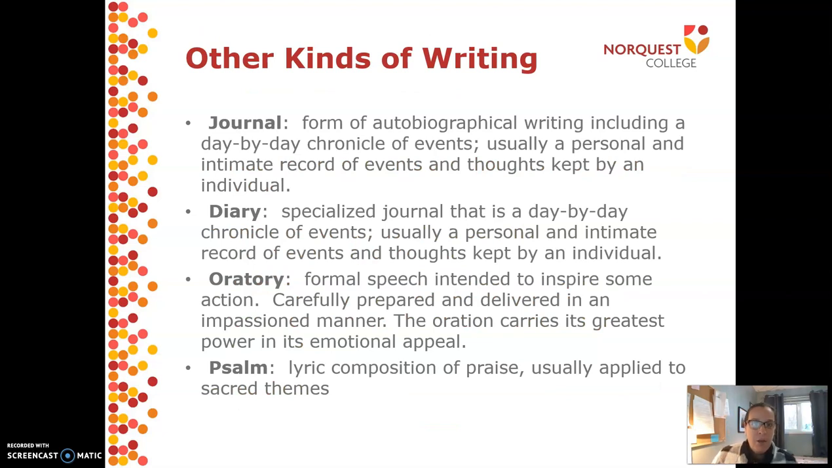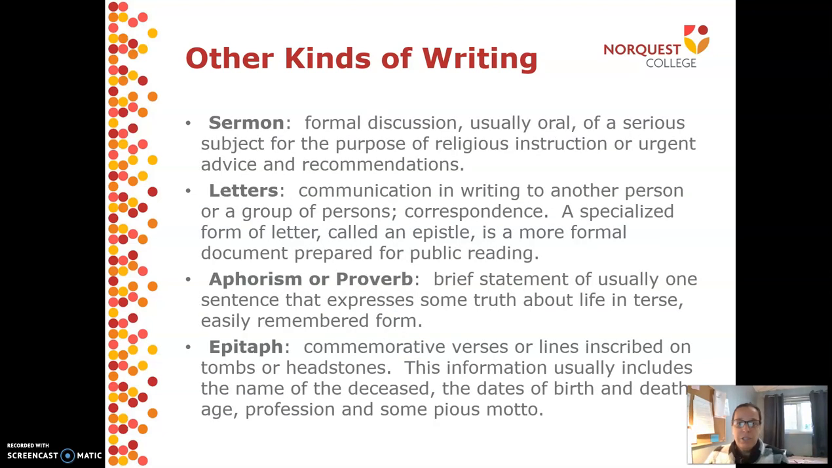Lastly, there's some other kinds of writing that we can talk about. We have journals, diaries, oratory, and psalms. I'm not going to go into journal and diary, but an oratory is a formal speech intended to inspire action. A psalm is a lyric composition of praise, usually within sacred themes, so you might see this in a religious text. A sermon is a formal discussion, usually oral, of a serious subject for the purpose of religious instruction or urgent advice and recommendation. Sometimes leaders of countries might give a sermon.